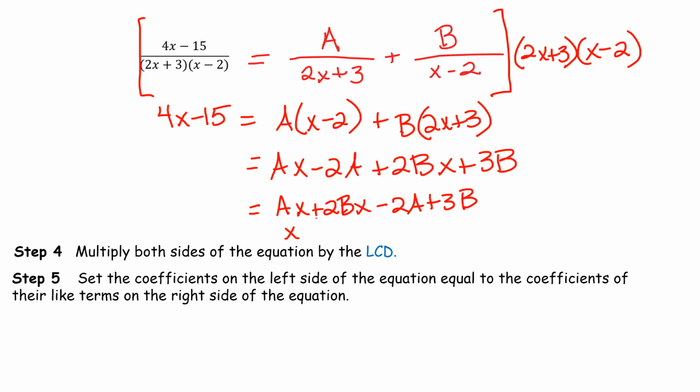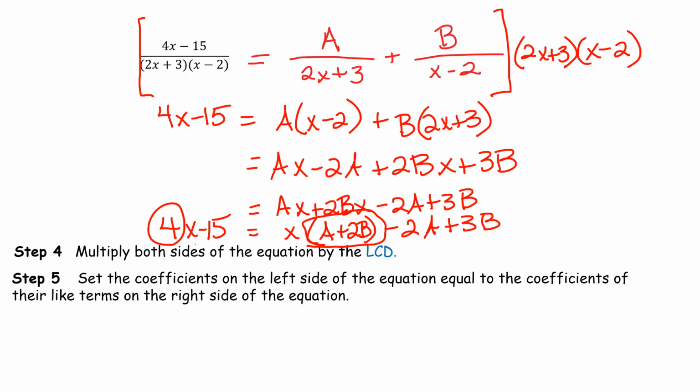If we factor out this x, we've got a plus 2b times x. And then these are, again, just the constants, no x's involved. All right, so this is supposed to equal 4x minus 15. If it equals 4x minus 15, well, the x term is a plus 2b times x. And so a plus 2b is basically the coefficient of x. It is the thing that x is multiplied by, which means it has to be 4. So we can write that down: a plus 2b is equal to 4.